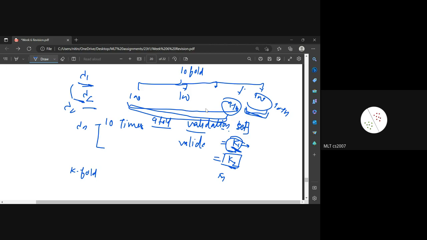Okay, so one extreme case of k-fold is when we choose k equal to n. I mean, every data point is its own fold, right? So that is called leave-one-out cross validation. But generally, this particular technique is not used. It's used when you have very few data points.